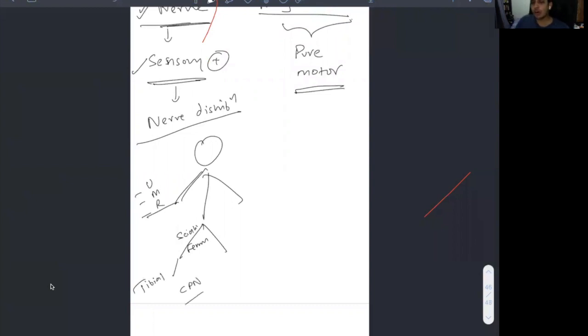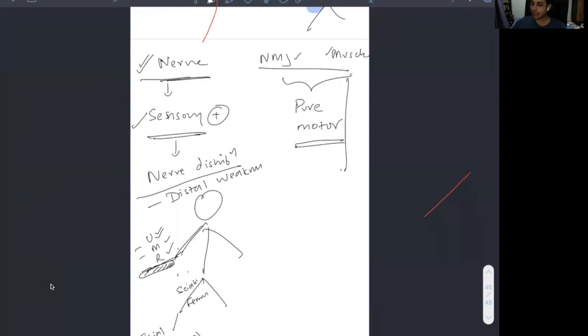Now, you don't have to go too much into detail, but a brief knowledge of which nerve supplies which area will help you figure out whether it is a neuropathy. Because if there is an ulnar neuropathy, then only the ulnar area will get involved. Whereas if there's an ulnar, median, and radial, then all three will get involved. The third thing is that a neuropathy is usually a distal weakness, whereas a muscle is usually a proximal weakness.